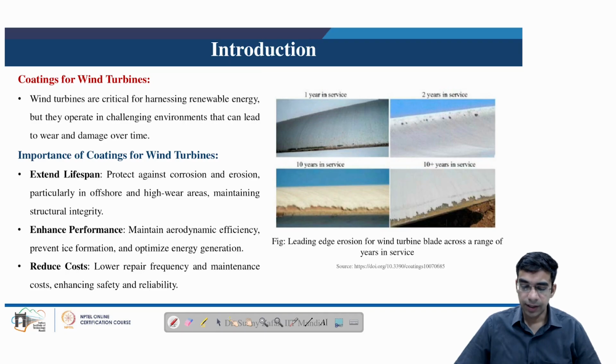We can see here the images of the leading edge erosion on the wind turbine blade across various years of service. In the beginning, after 1 year of service, there are some pitting regions. Then the size of these pitting regions grows after 2 years, and after 10 years of service, we can see that the leading edge, that is the front edge which encounters the wind, is completely damaged.